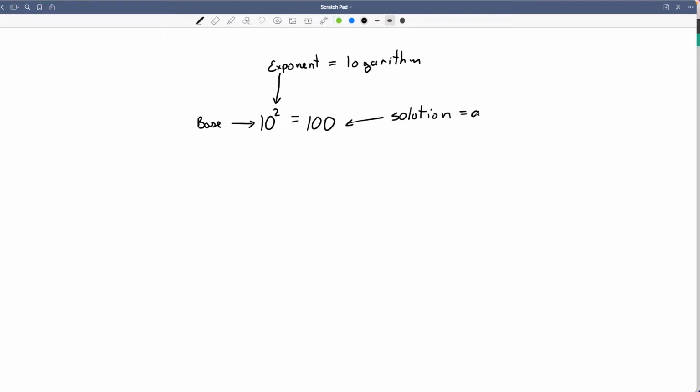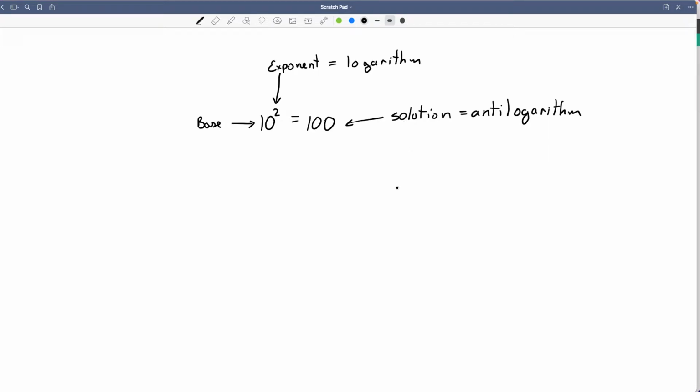Now, 100 is called the solution to our little math problem here, but the solution has another name. It is the anti-logarithm. So that little illustration there should help you a lot with understanding what logarithms actually are.